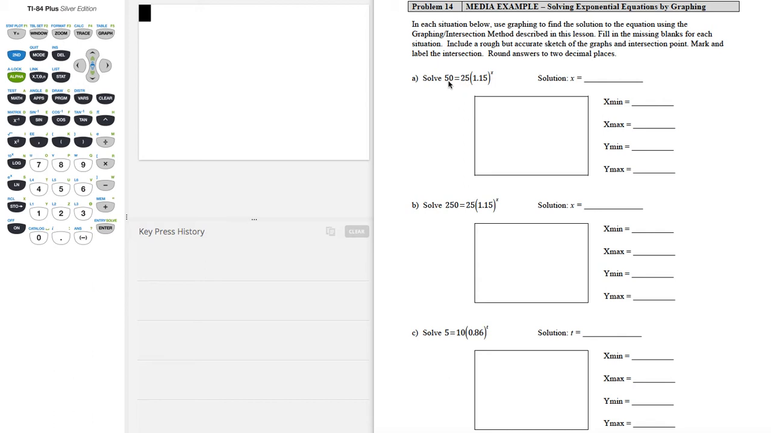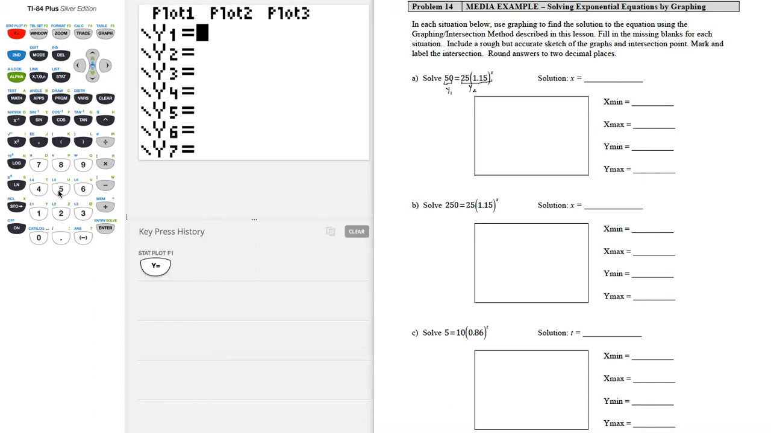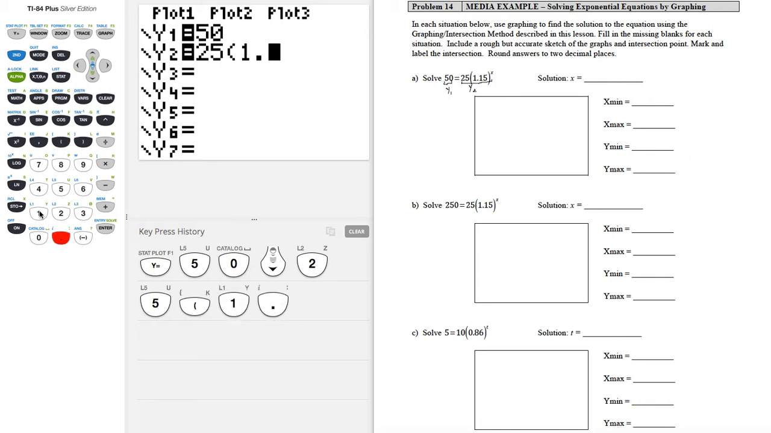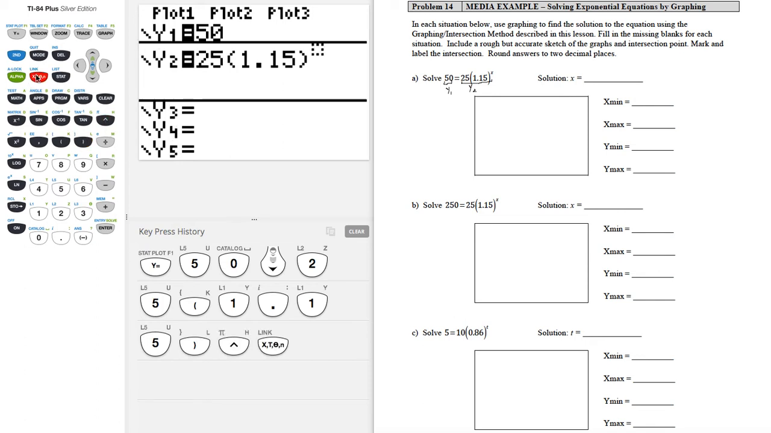So I have the equation 50 equals 25 times 1.15 to the x, and I want to solve that. So what I'm going to do on my calculator is let y1 equal 50 and y2 equal 25 times 1.15 to the x. Now, it doesn't matter which side you let be y1 and which side you let be y2. I just have a tendency to make the left side y1 and the right side y2. So now I'm going to enter my equation, and I need to get my exponent here to the x power.